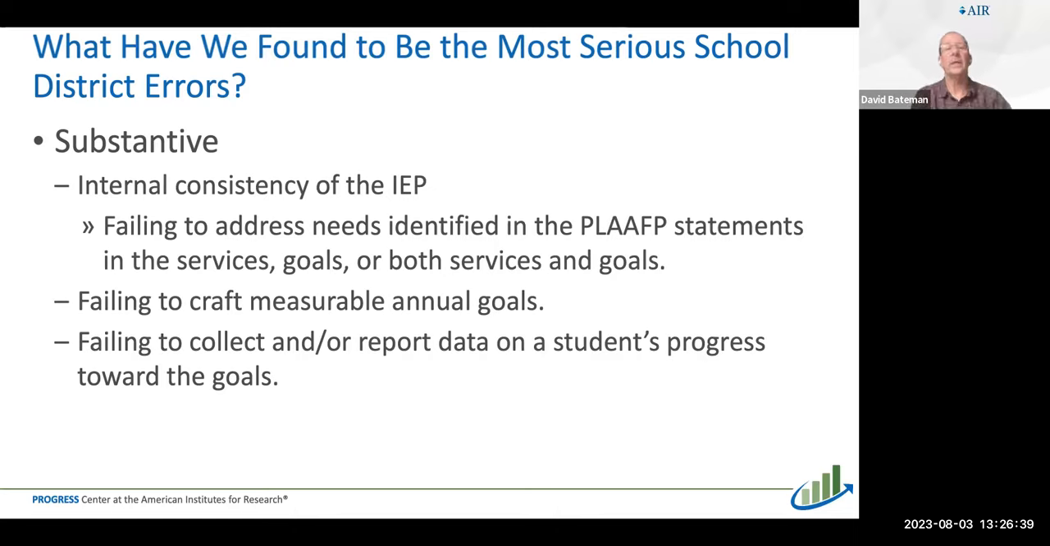And then the last one is failing to collect and or report data on a student's progress towards their goals. If there's one thing that we can't talk about enough, and the next slide will highlight this also, we need to dramatically increase the progress monitoring we're doing and make sure that we're reporting this. That'll be one of the recommendations we'll get to in a minute. What we can't emphasize enough is to do this.